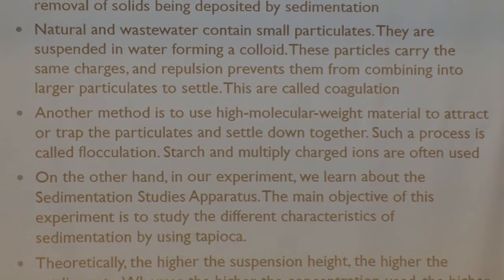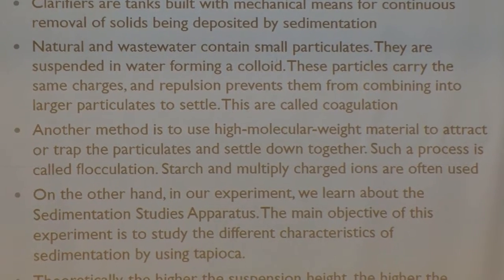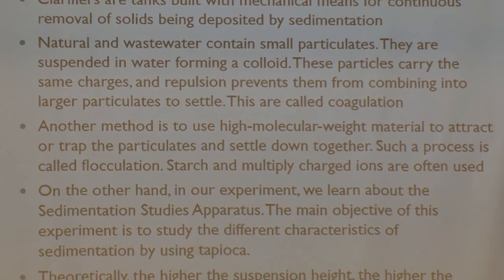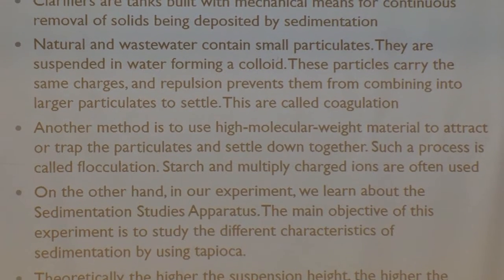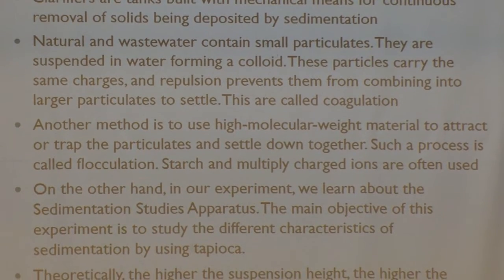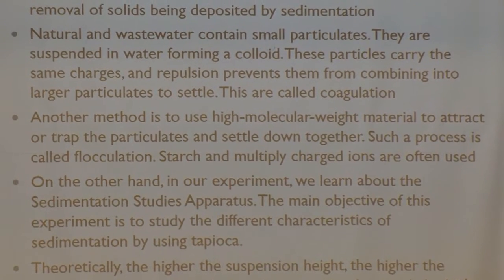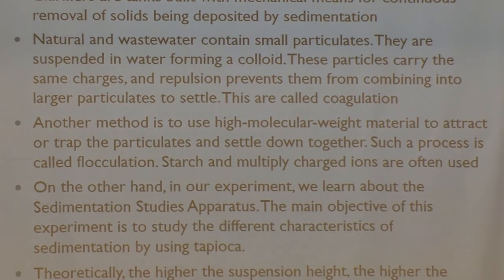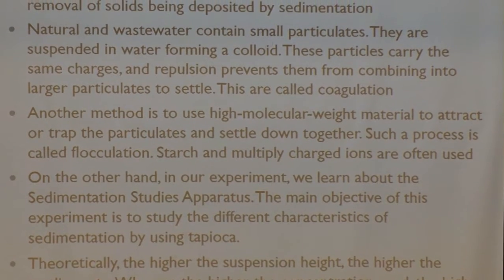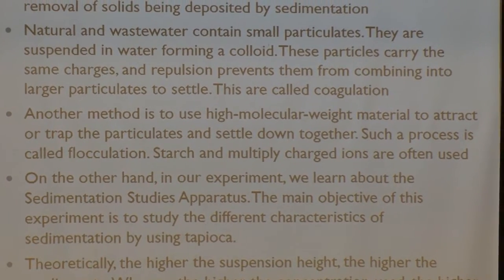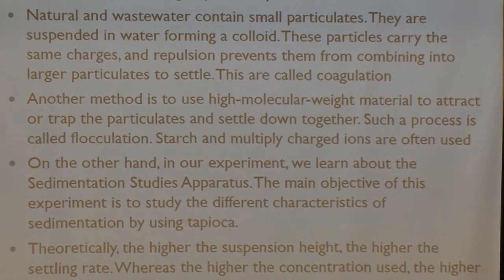Natural water and wastewater contain small particulates. They are suspended in water, forming colloids. These colloids carry the same charges, and the repulsion prevents them from combining into large particulates that can settle. This process is called coagulation. Another method used in wastewater treatment uses high molecular weight material to attract or trap particulates so they settle down together. This process is called flocculation. Starch and multiply charged ions are often used in flocculation.